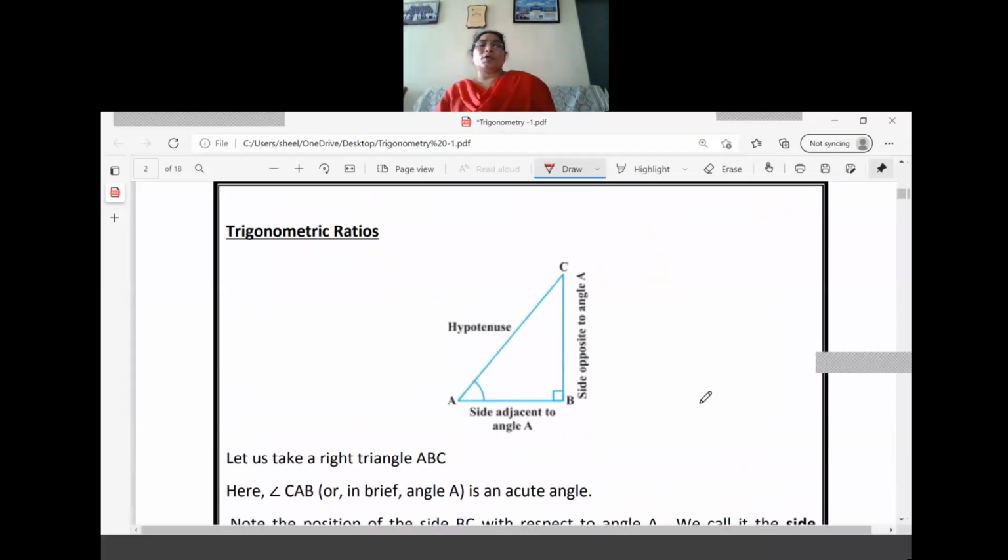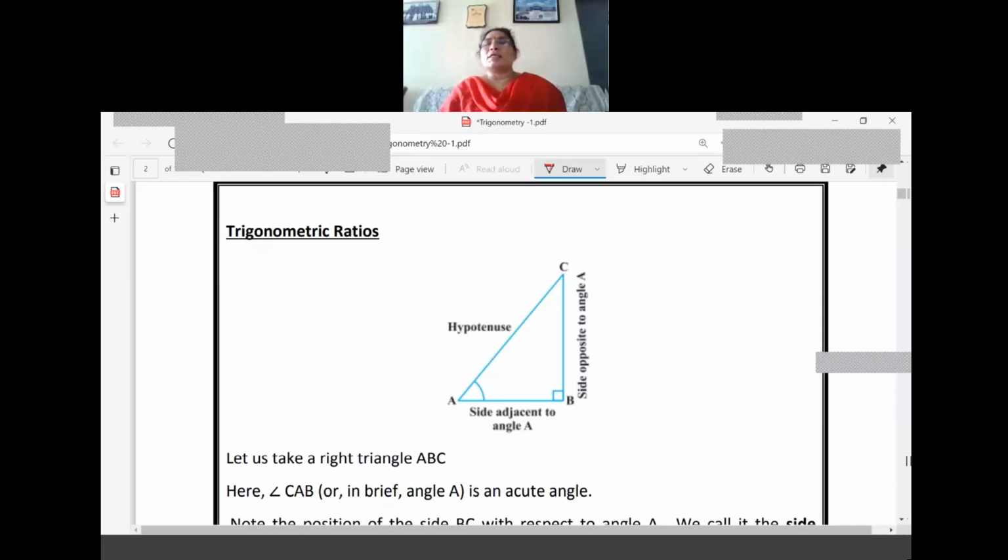So the most important property we have to learn here is trigonometric ratios. Ratios mean numerator by denominator. Before that, we should have some idea of how it will be. Let's see this one. A right angle triangle is drawn there.